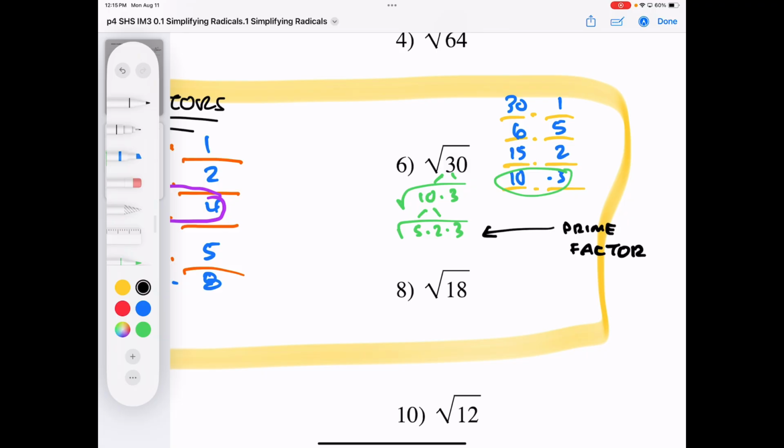In class, do you see any pairs here? There are no pairs, so you cannot simplify anymore. The square root of 30 would be your answer.